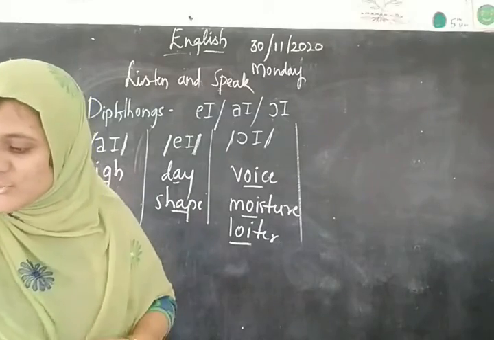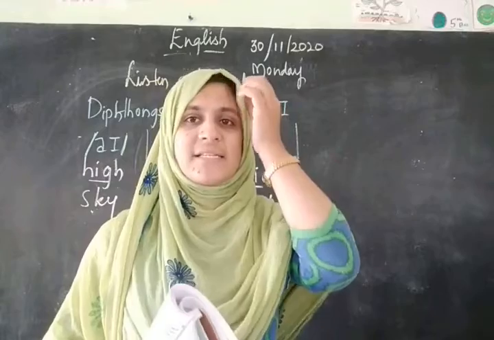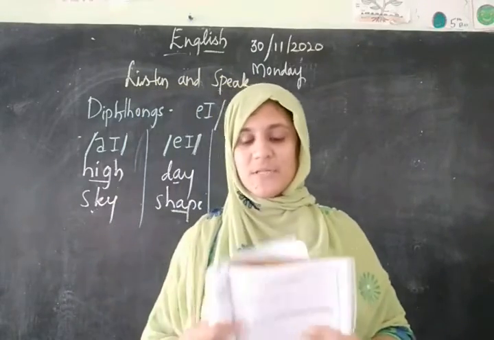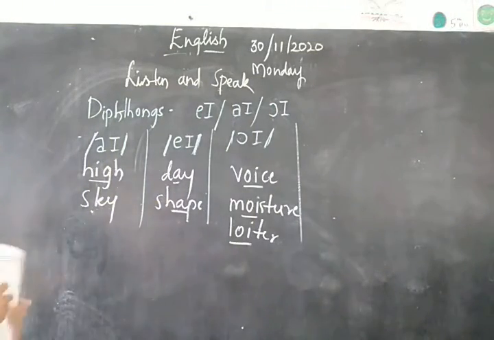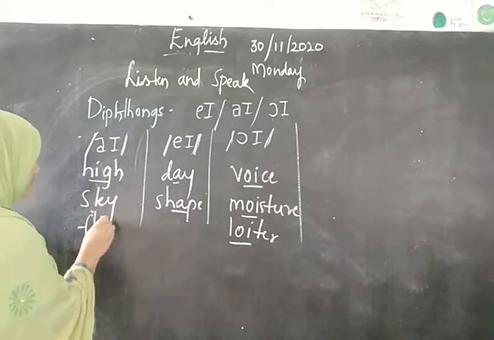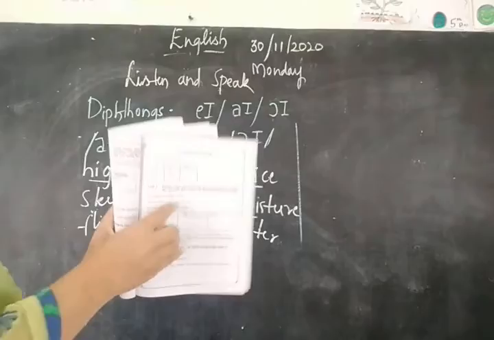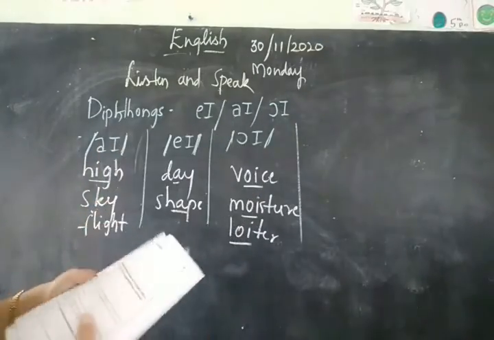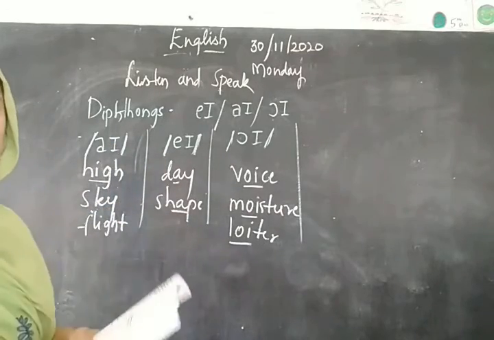This is given on page number 103. Go through that, and I hope you understand what diphthongs are. It is very necessary when you are pronouncing words. Another example is flight. Here they have given a few words. You have to write them in the column, this or this. This is your homework.